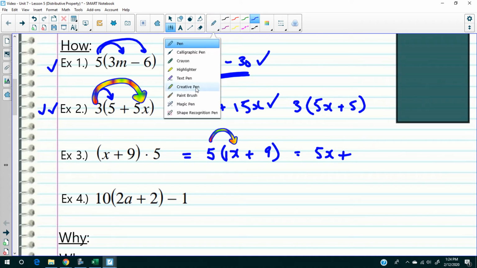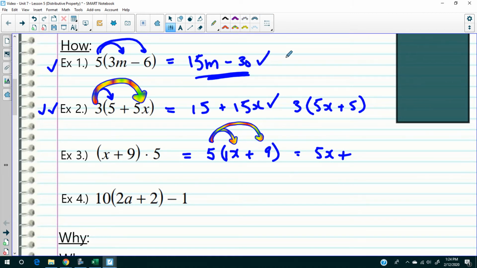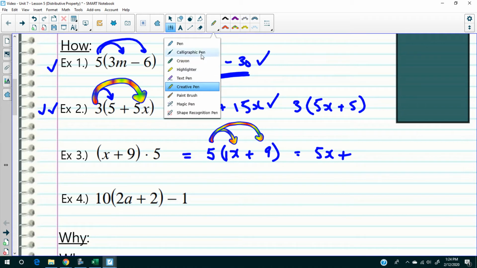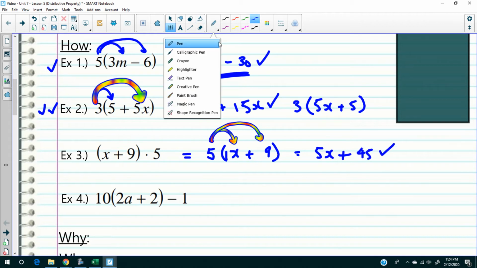And let's not forget the 45, right? No, wrong pen. All right. Okay, that's how you do it. All right, let's do one last one together, and then you can practice.